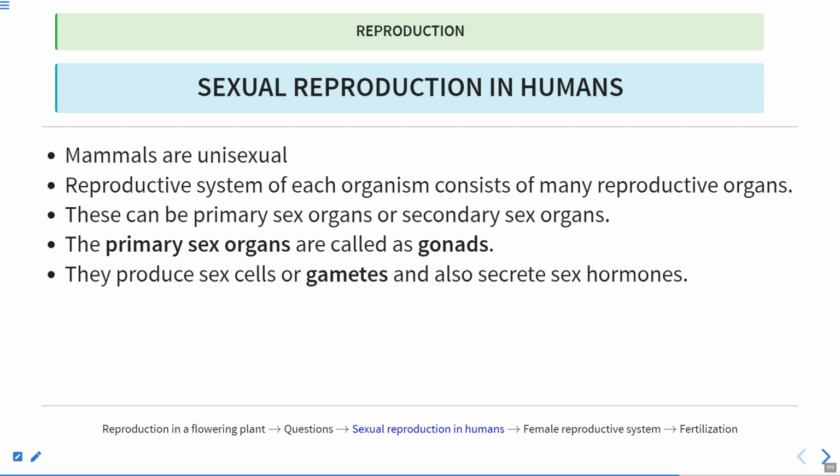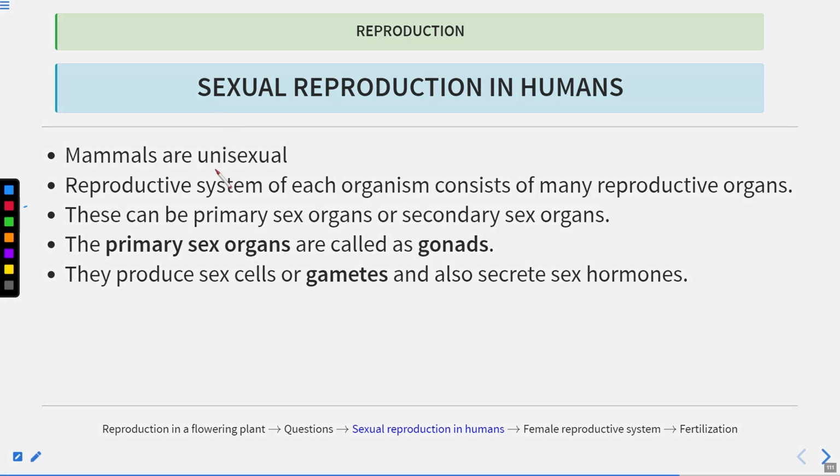Humans are complex, higher organisms, and usually in higher organisms and in vertebrates, sexual reproduction occurs. Whereas asexual reproduction occurs in simpler or primitive forms, such as protozoans or bacteria. Now let me introduce you to this topic, sexual reproduction in humans.